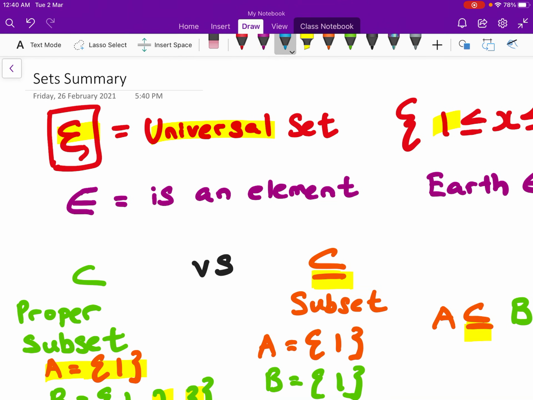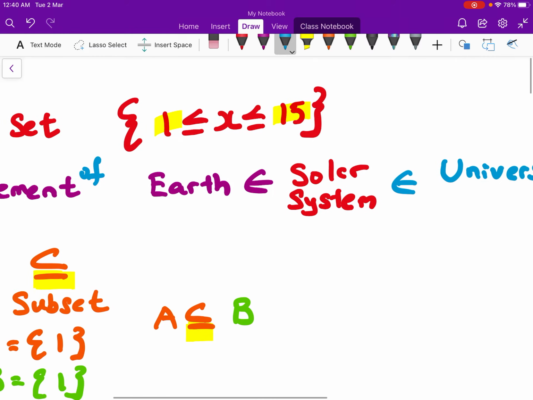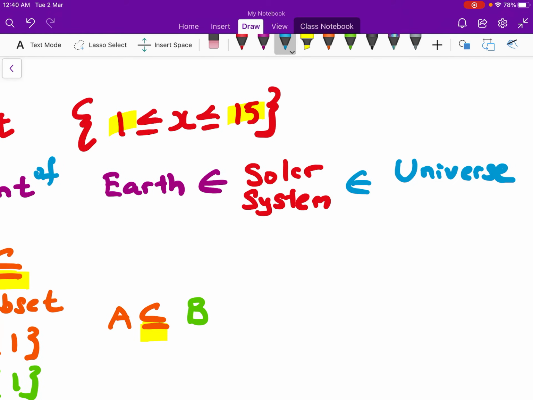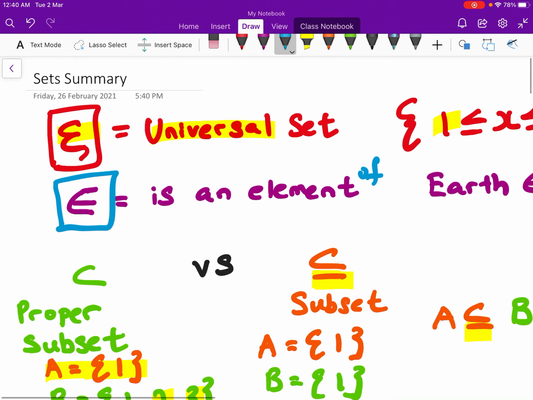Number two is this thing, which we call "is an element of". An example is Earth is an element of the solar system, because Earth is inside the solar system. Then of course the solar system is an element of the universe, because the solar system is inside the universe. So this is quite straightforward.